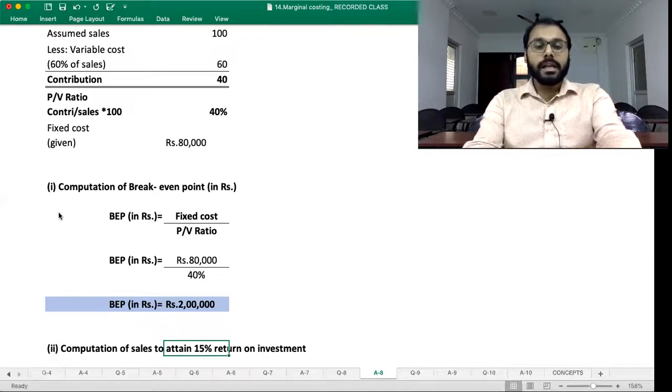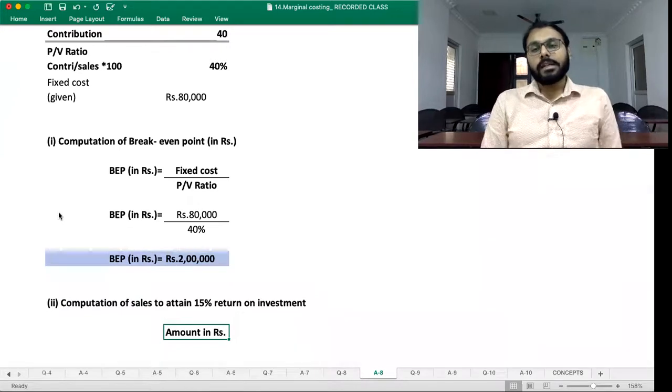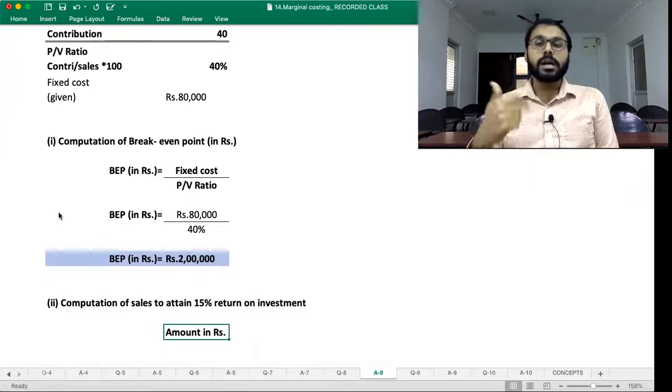Now we will solve the second requirement of the question. They have asked us to compute the sales revenue to earn a return on investment of 15%. So simply they are trying to tell us profit should be 15% of the investment. Now, with the information I have, I know how to compute profit. I have the fixed cost component right now. So with that, I would be able to find out the contribution. Profit plus fixed cost is going to give me the contribution. So I know the contribution in rupees right now. I also have the PV ratio in hand.